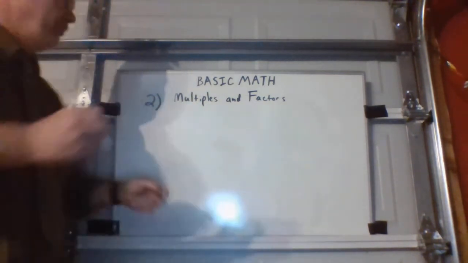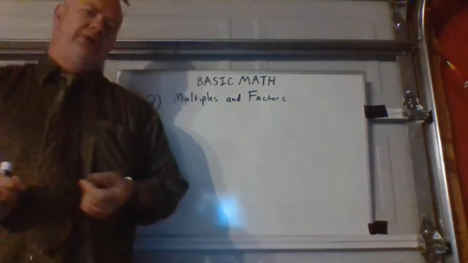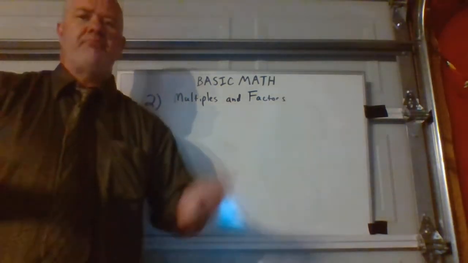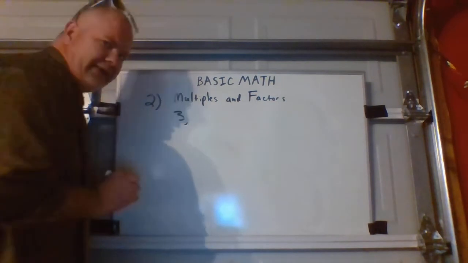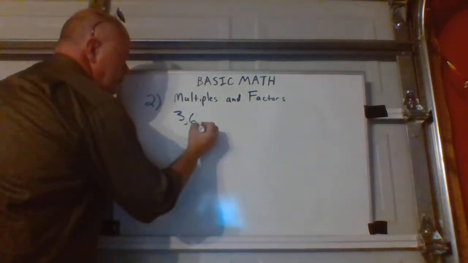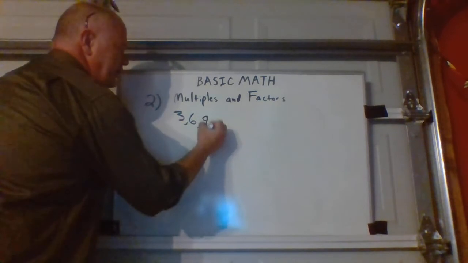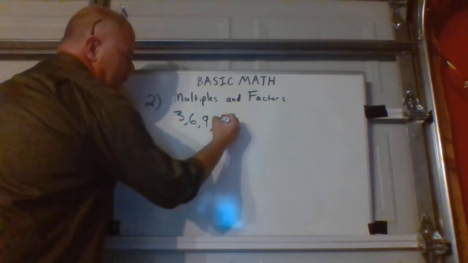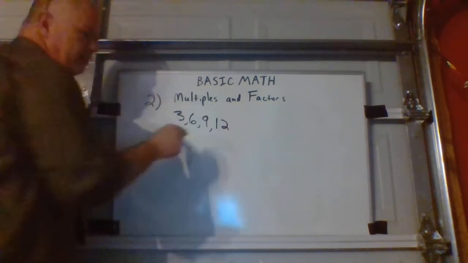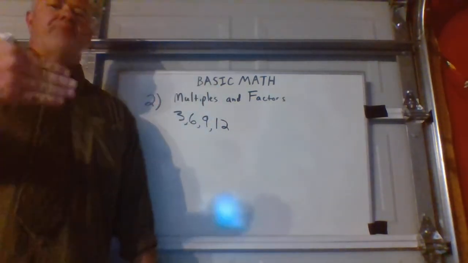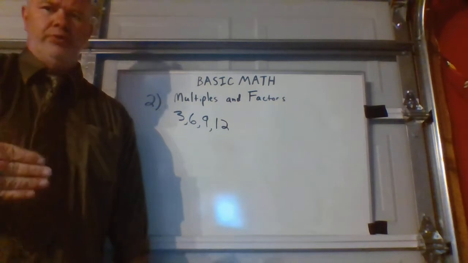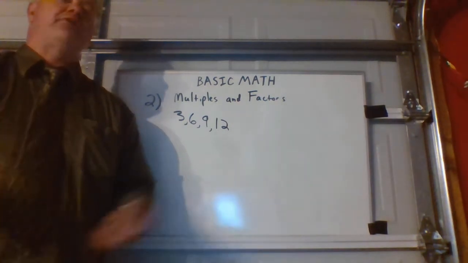So, for example, if I wanted to list the multiples of the number 3, I would do 3 times 1, 3 times 2, 3 times 3, 3 times 4, and so on. So again, multiples means to multiply times 1, times 2, times 3, etc.